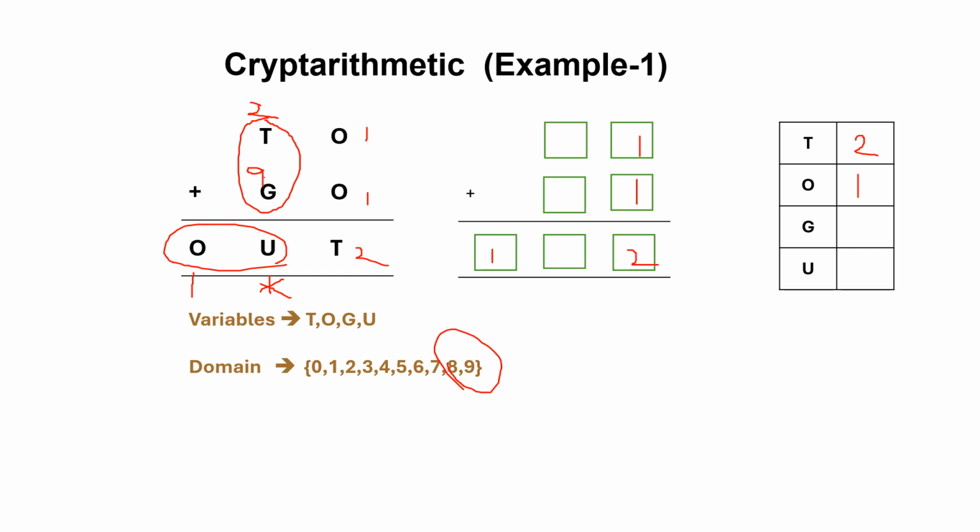So better we will take this value as 8. Then 2 plus 8 results in 10, so U may be 0. Take these values 2 and 8, which may result in 10. So here we can assign U equal to 0 and G may be 8. So instead of sending TO plus GO equals OUT, we can send 21 plus 81 is equal to 102. The receiver side will convert it. Okay, then we'll see one more example.